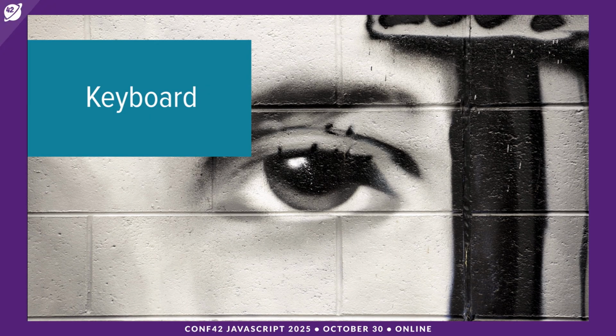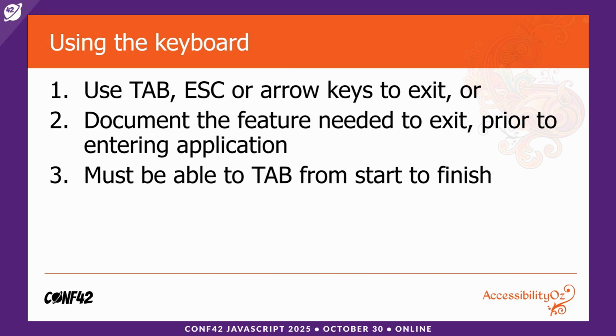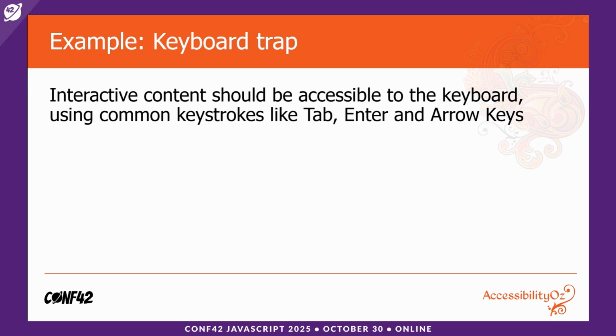So let's talk about the keyboard. When you're using the keyboard, people use tab to move between actionable items, escape to close a feature, and arrow keys as well to move amongst things. If you have a complex feature and there's an unusual way to close the feature, then you must document what that feature is before people actually get to that feature. You should also be able to tab from start to finish, not be trapped in some kind of component. That is one of the most serious accessibility issues, the keyboard trap. So all interactive content should be accessible to the keyboard using common keystrokes like tab and enter and arrow keys, and you need to be able to move through.